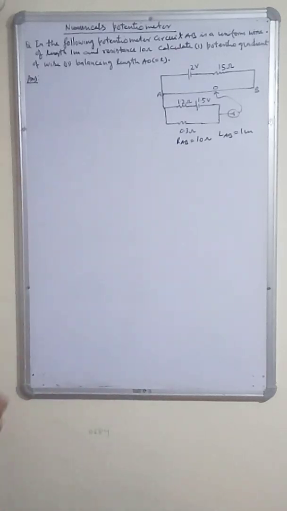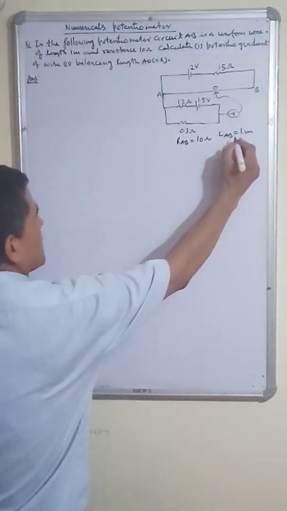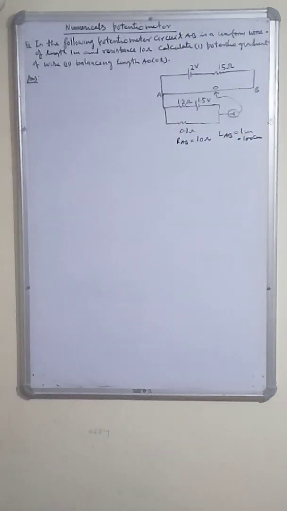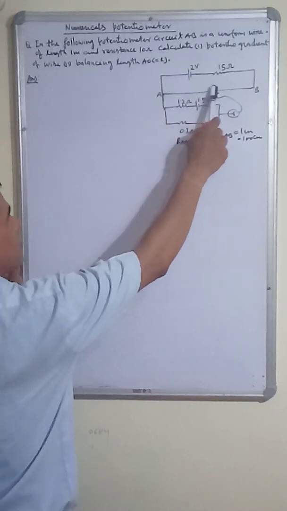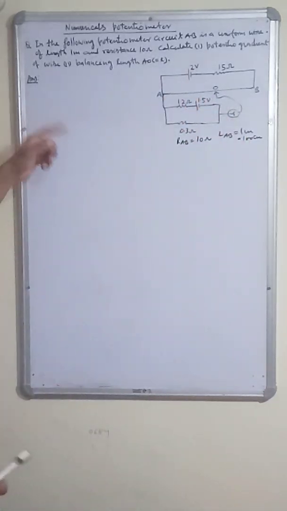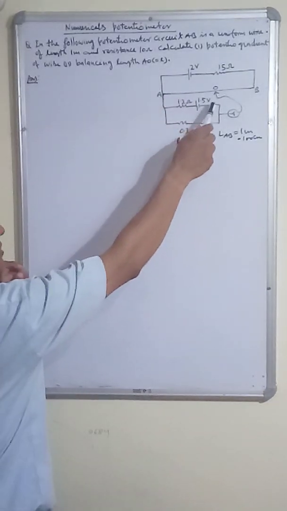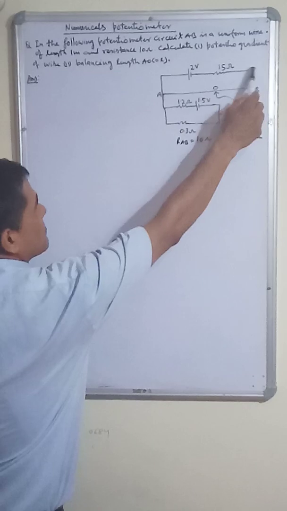It is given in this, 1 meter, or you can take it as 100 centimeter. So what we are going to find out is the potential gradient, meaning the potential drop per centimeter on this wire, and second, the balancing length. So we will split this potentiometer into two circuits. One is this secondary circuit, and this is the primary circuit.